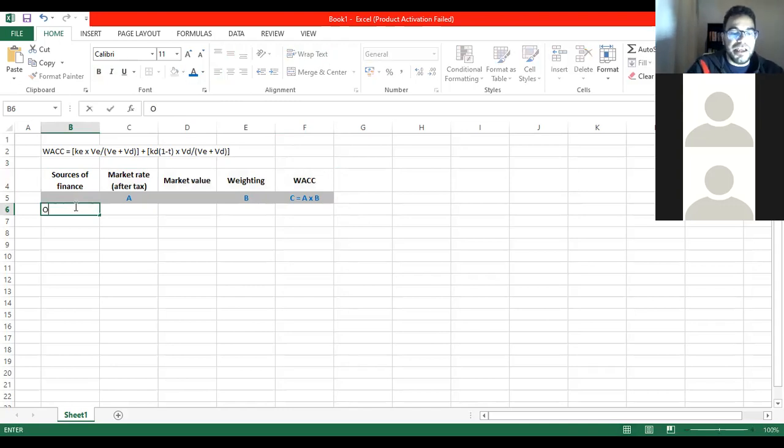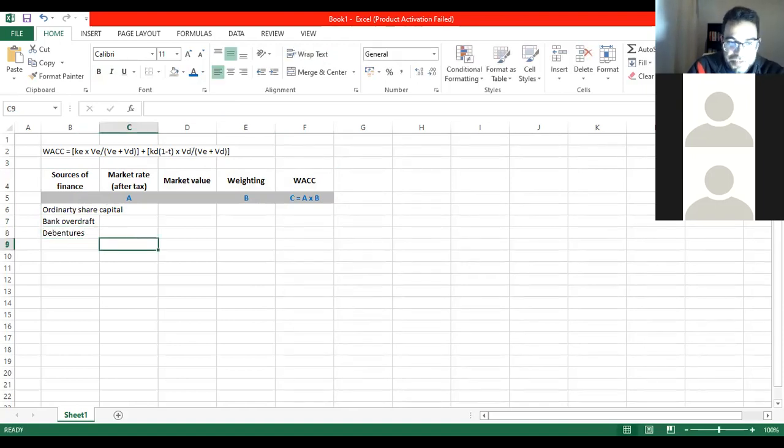Now we already read there's ordinary share capital. There is, what do we see? Bank overdraft. And then there is, what was the other one? Debentures. Okay, let's just see if there's anything else. I was going to check quickly if there's anything else. Okay, I don't see anything else.